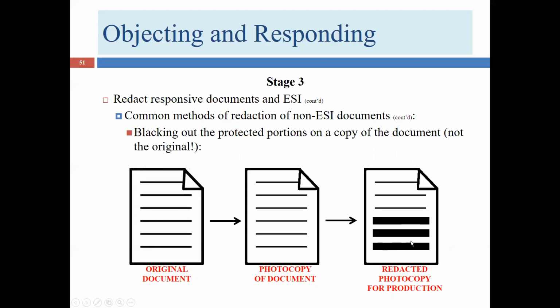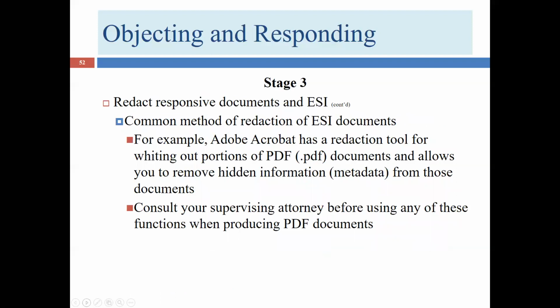Another way of doing it would be to use black tape. You can also use software. This is again useful for ESI. With PDF documents, you can have redaction tools that will allow you to hide stuff, including metadata. Again, before you do these functions, you'll always be doing it to a copy. So if you make a mistake, it's okay. But you want to talk to the attorney to make sure you don't redact more than you need to, and then you have to restart.